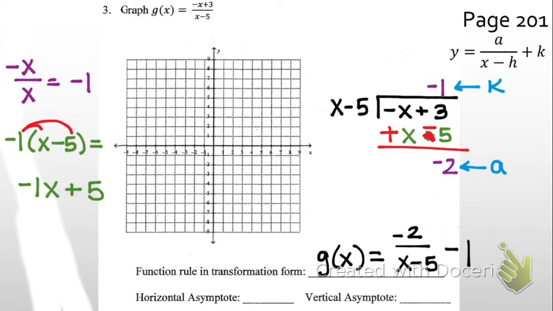So pick up a crayon and start graphing it out. Identify your vertical, horizontal asymptote, put your table down, graph it out.